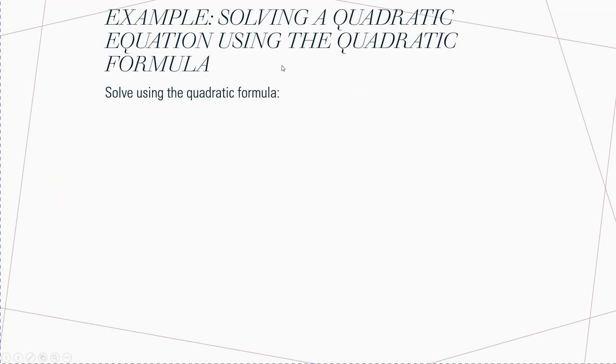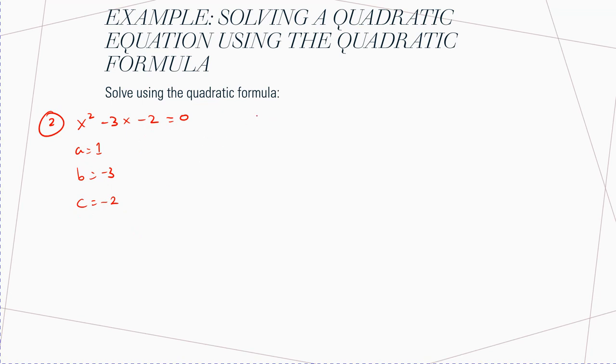All right, let's try another one. Let's look at x squared minus 3x minus 2 is equal to 0. We're going to solve using the quadratic formula. So a is equal to 1, b is equal to minus 3, and c is equal to minus 2.